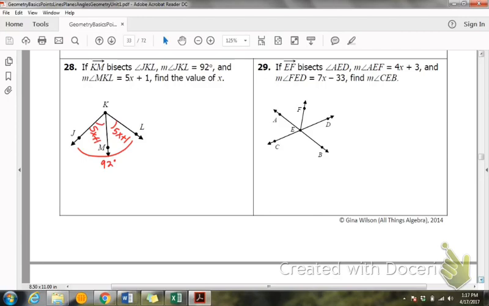Let's look at number 29 quickly. EF bisects AED, which means this angle is congruent to this angle. So we need to make sure we mark that in our diagram. Sorry, Talia. AEF is 4x plus 3. And FED is 7x minus 33.